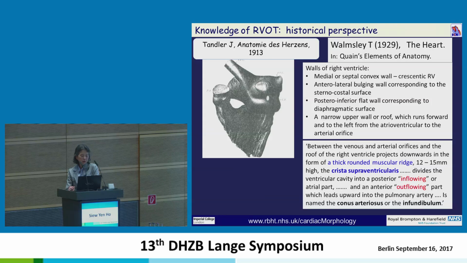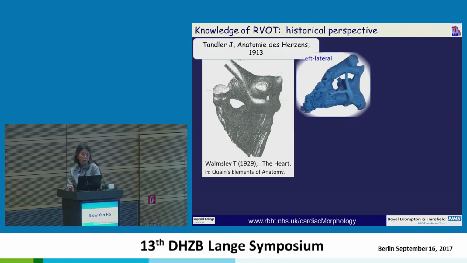There are 4 components to the walls of the right ventricle: a medial, an anterolateral, a posterior inferior, and a narrow upper wall or roof which runs forwards and to the left from the atrioventricular to the arterial orifice. So this is probably the structure that lies between the venous and arterial orifices and the roof of the right ventricle, a thickened, rounded muscular ridge, the crista supraventricularis. And Walmsley commented on dividing the ventricular cavity into a posterior inflowing and an anterior outflowing region.